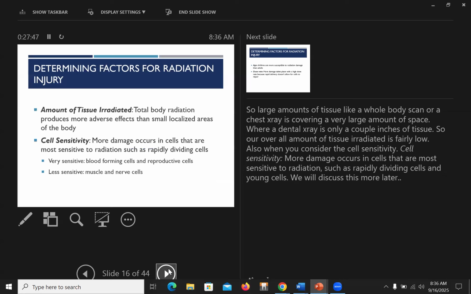Okay. So determining factors for radiation injury. The amount of tissue irradiated matters. That's why out in the world, you're mostly going to use a round cone, and it's going to radiate a larger area of their cheek. When they talk about the standard amount of radiation from dental x-rays, they're considering something like that PID. So they're taking that into consideration. Ours is even less here.